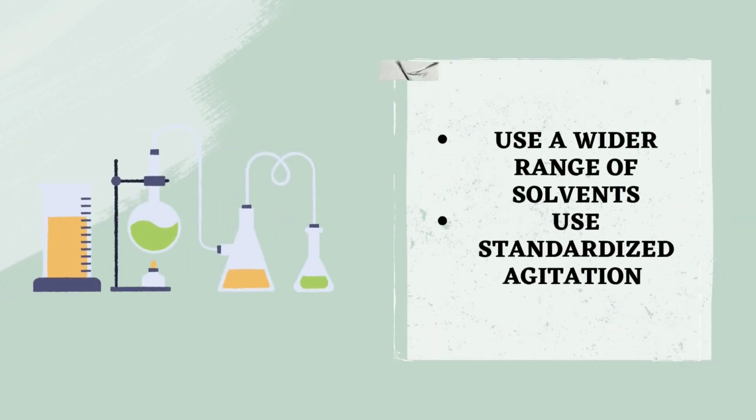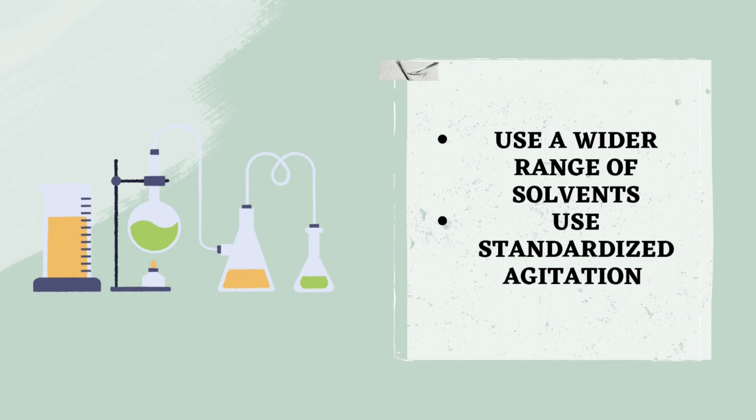We need to use a wider range of solvents. This is to test the lipid samples with more solvents of varying polarity, such as ethanol and hexane, to compare solubility more comprehensively. This will give a clearer understanding of how lipid solubility changes across different solvent polarities.